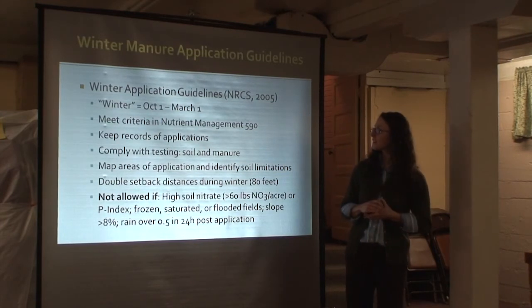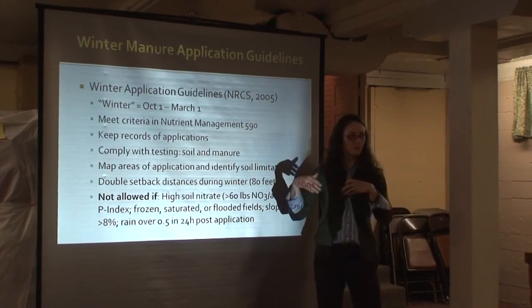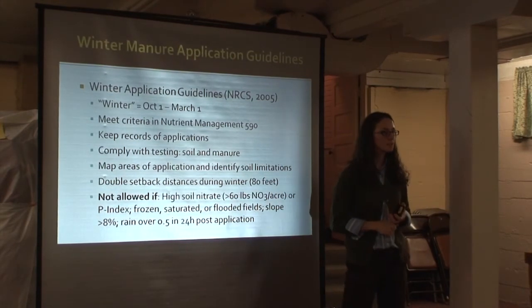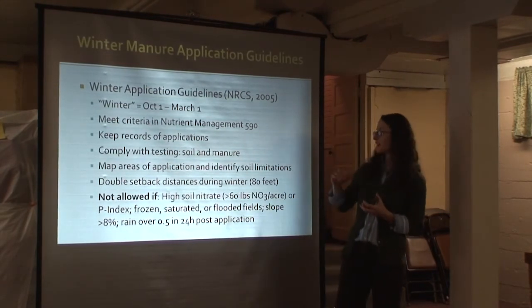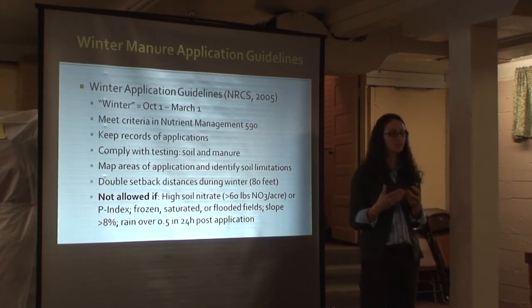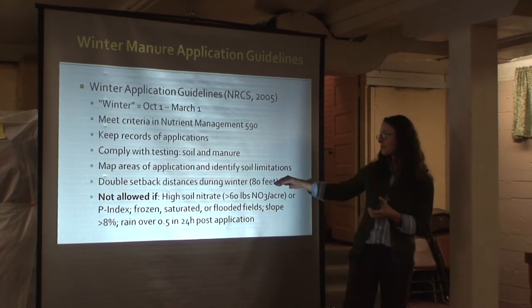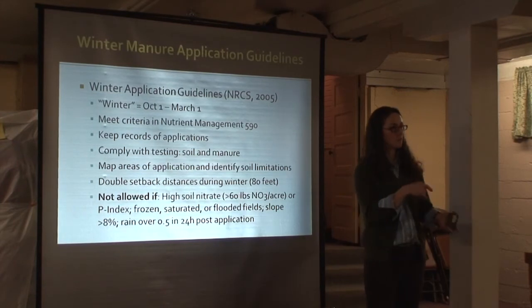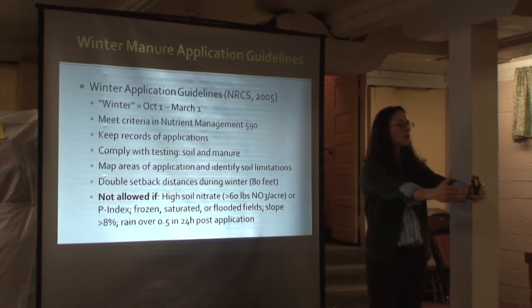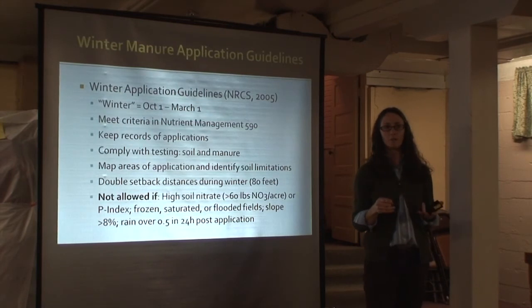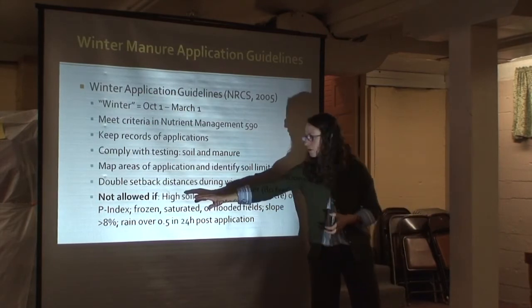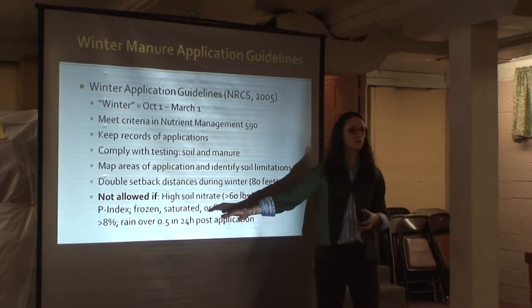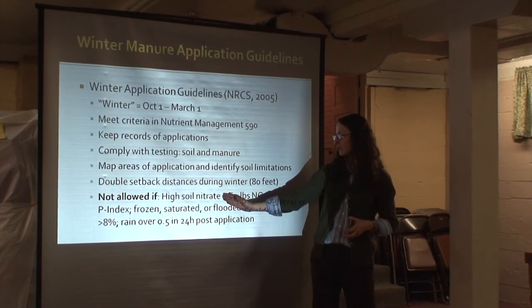But just a few things that you also have to consider is that you have to make sure that you're complying with your soil testing, that those things are up to date, and that's for the agronomics piece. And that you've got those areas mapped to show the areas of application and those limitations that are out there. That you're following your setback distances, and that would be 80 feet, setback from any area that we consider a potential problem, so waterways, swales, etc. And then there's a lot of things. So you shouldn't be applying in January if your fall soil nitrate was high.